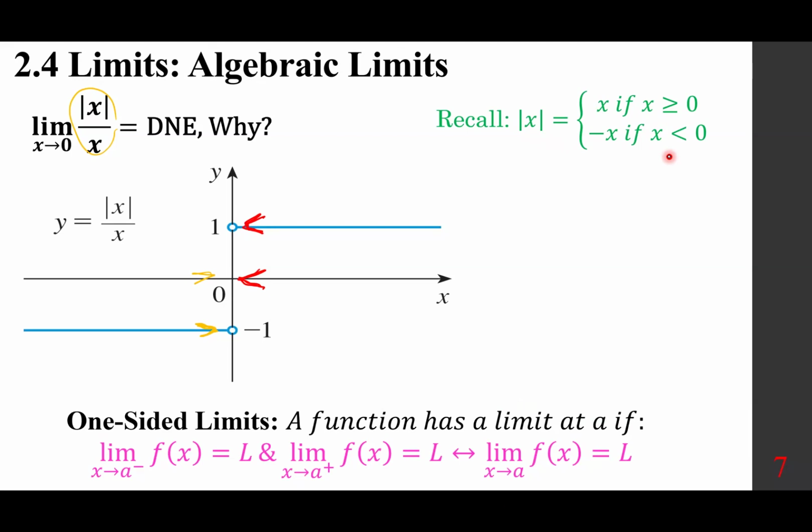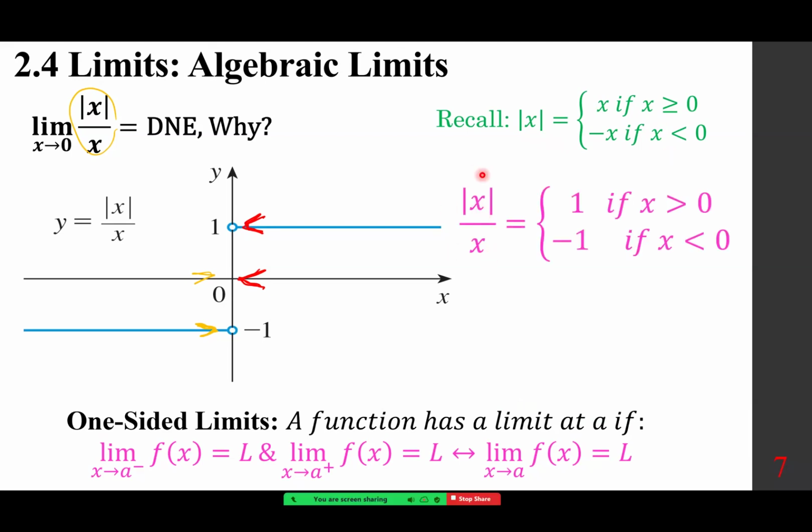Therefore, when we look at the function absolute value of x over x, this is y or f of x, let's say, then this becomes 1. If x is positive, x over x is 1. If x is negative, minus x over x is -1. And of course, it's undefined when x is 0 because you can't divide by 0.